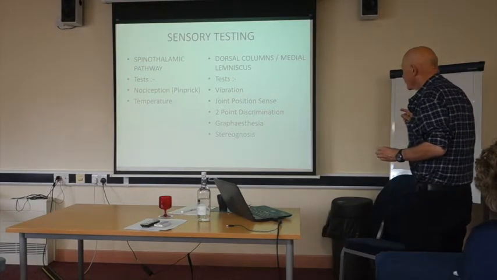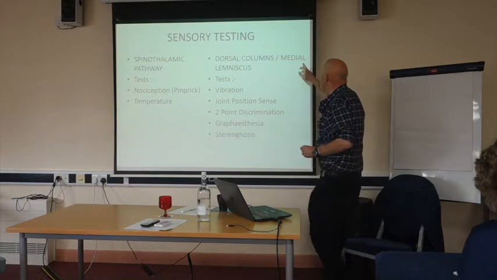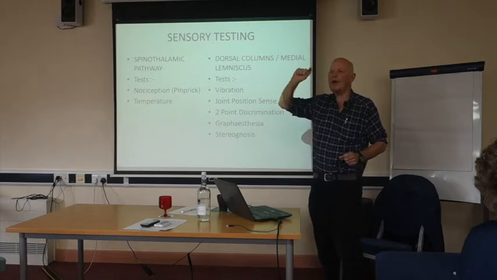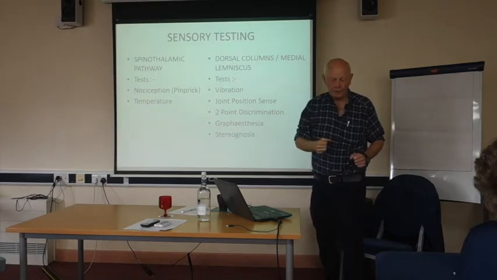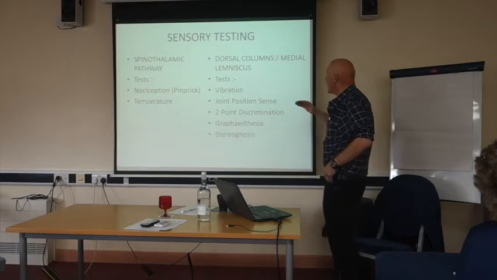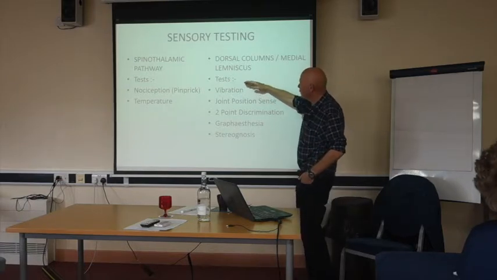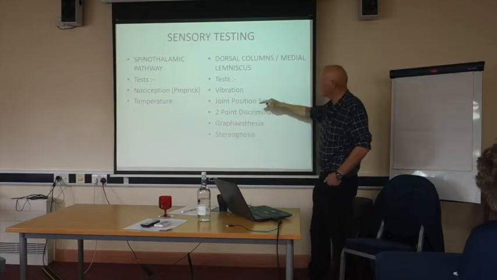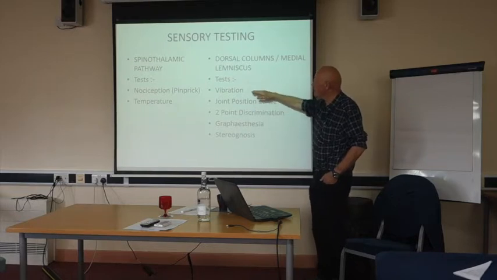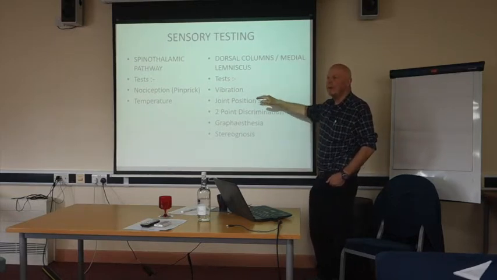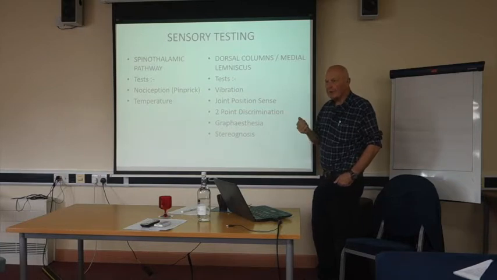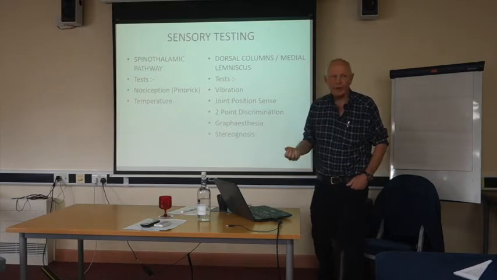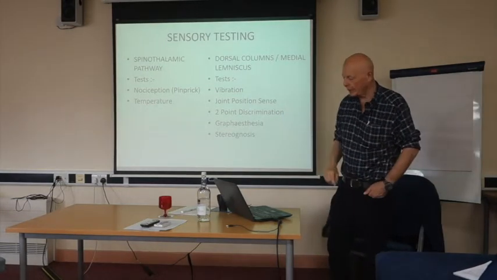With the dorsal columns, that pathway is sometimes called the medial lemniscus. I said that lemniscus was another word like tract, collections of nerves in the central nervous system. That carries all these things: vibration, joint position sense, two-point discrimination, graphesthesia, stereognosis. So you can use one of these to test it. You don't need to use all of them. All we're doing is testing the pathway. If you get a good response from one, you don't need to do the others. If you get an equivocal response from one, you might want to try one of the others and see if that makes it any different.